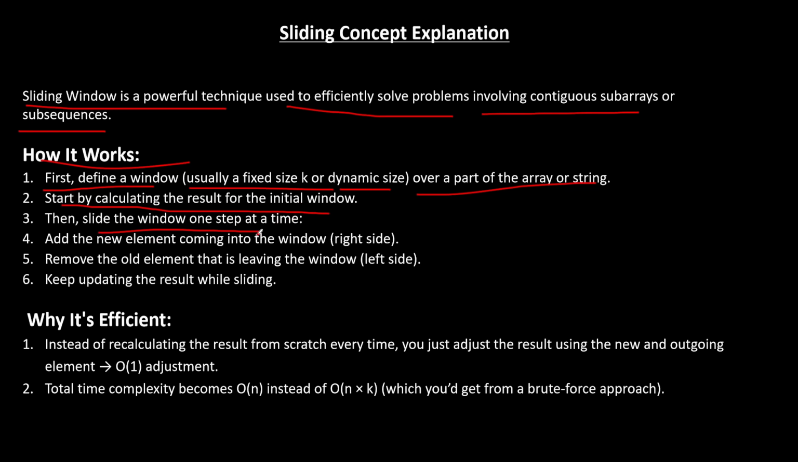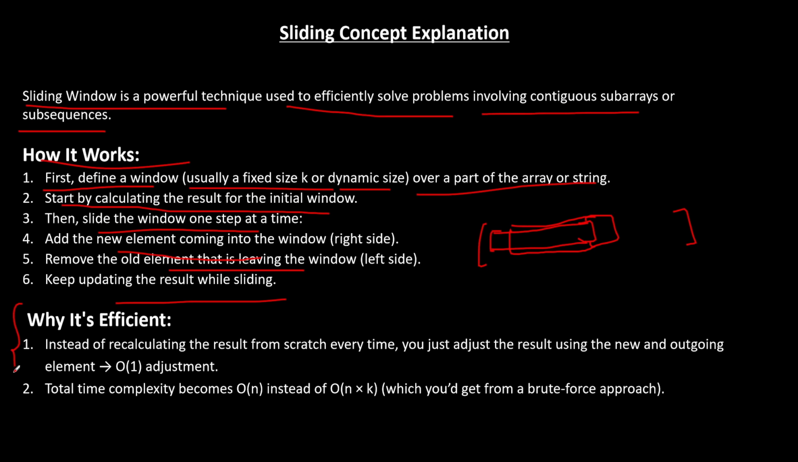Then slide the window one step at a time. Add the new element coming into the window, which is on the right side, and remove the old element that is leaving the window, which is from the left side. Now keep updating the result while sliding. So it goes like this: this is the array, and this is one window from start to size k. Now your task is to add a new element, let this be the new element added, and you remove the last element, let this be the last element removed. So our window just moved by one. This is how it goes.